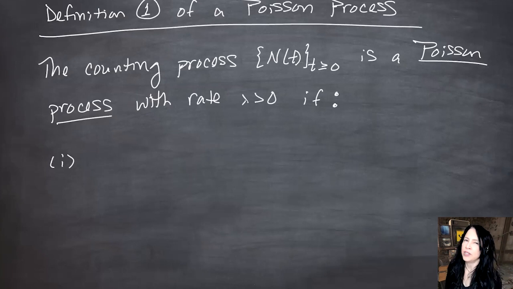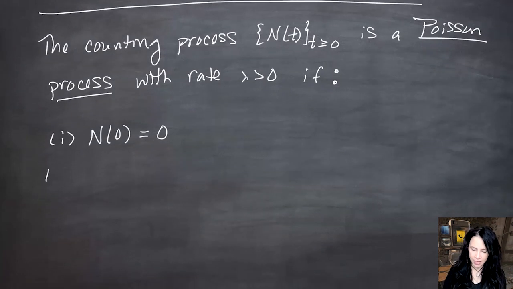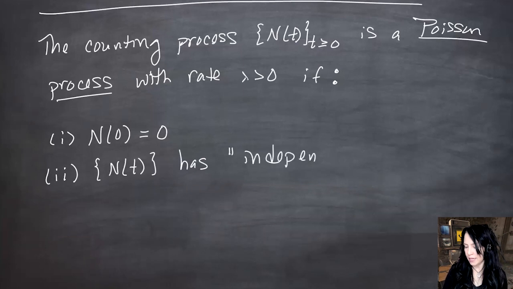The first thing is really a matter of convention and could be changed, but everything would be really messy without it. And that is that the number of events counted by time 0 is 0. That's not that important to have. The second is that the process N of t has, and I'll define this, what we call independent increments.